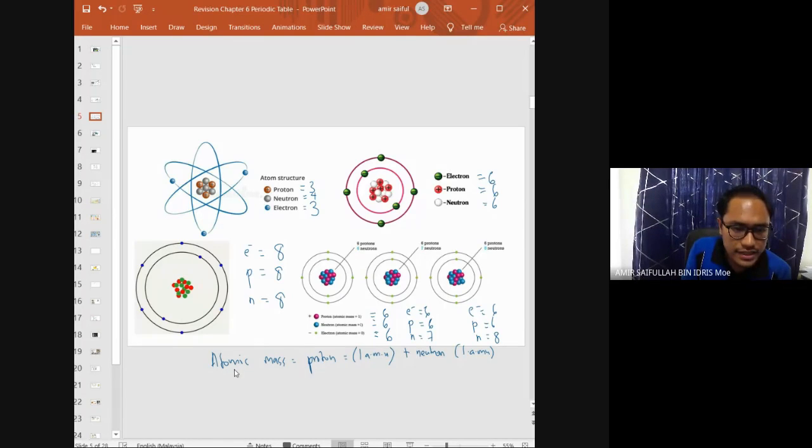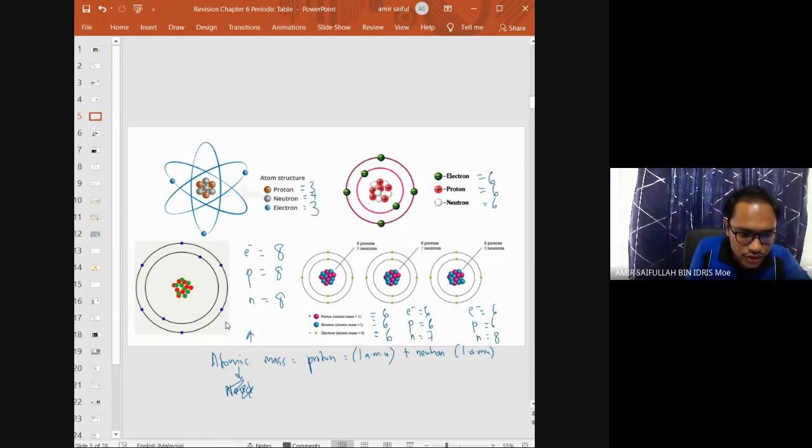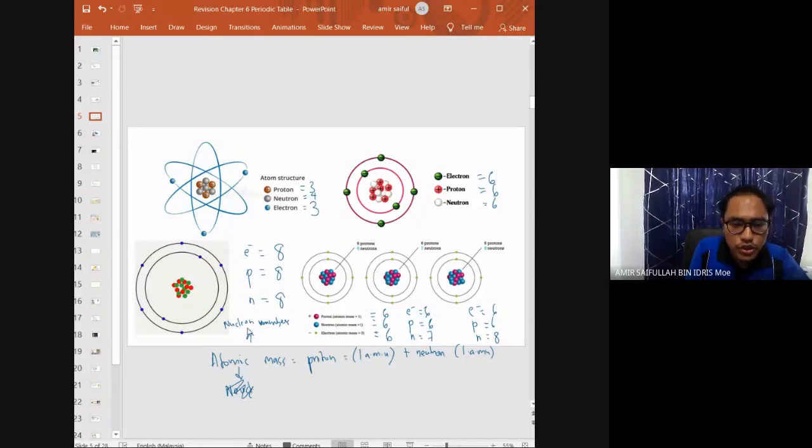This atomic mass is not in your syllabus, this is chemistry, but I just introduced it because you asked already. This atomic mass is also known as nucleon number. So what is nucleon number? Nucleon number is the number of atomic mass. What is atomic mass? It is the sum, protons plus neutrons.